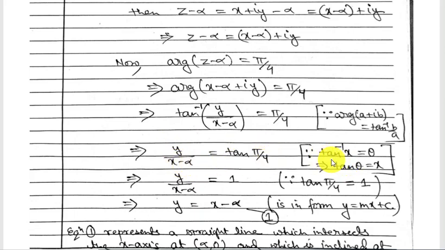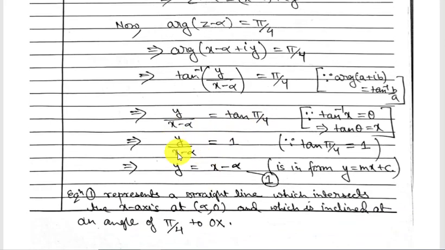The reason is this: if we have tan inverse x equal to theta, then tan theta is equal to x. That's why tan inverse y upon x minus alpha equal to pi by 4 gives y by x minus alpha equal to tan pi by 4, but tan pi by 4 means tan 45. Tan 45 means 1, so we get y upon x minus alpha equal to 1, which implies y equals x minus alpha. So if you remember the equation of a straight line, it is y equal to mx plus c, so this is nothing but a straight line.